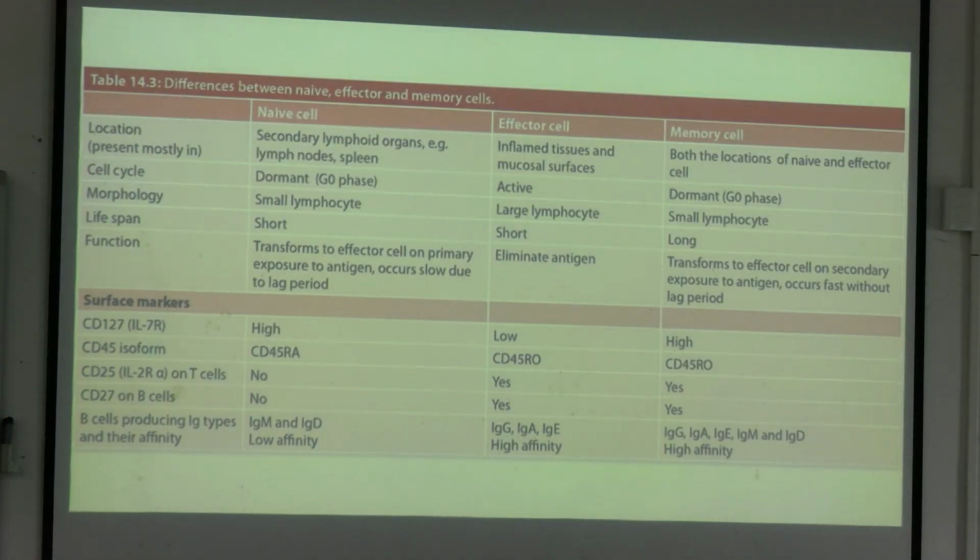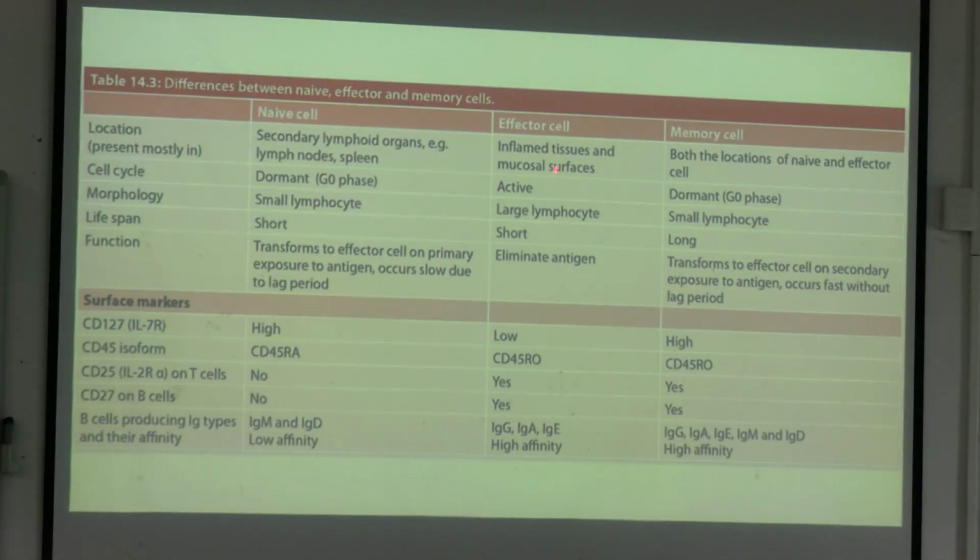This is the difference between three types of cells: the naive cell, meaning cells which are not exposed to the antigen or which are not mature, then effector cells, and then memory cells. Now, if you concentrate on the first part of the chart, see the location of these cells. First of all, the naive cells are present in the secondary lymphoid organs, lymph node and spleen. Those are the naive cells.